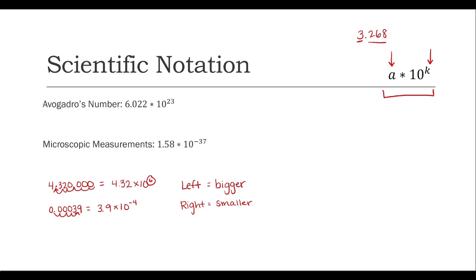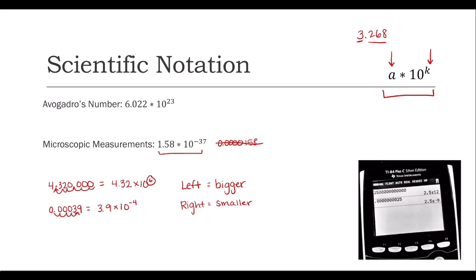So some real life uses of scientific notation are things such as Avogadro's number. So Avogadro's number is 6.022 times 10 to the 23rd, which is used frequently in chemistry for calculations. You could also write out microscopic measurements or really small measurements using scientific notation. For example, this number right here, you wouldn't want to have to write a decimal followed by 37 zeros before a 158, which is why you would just write it in scientific notation.